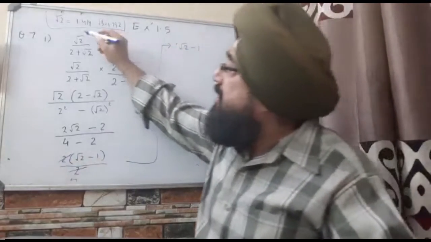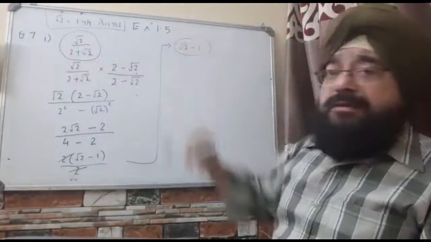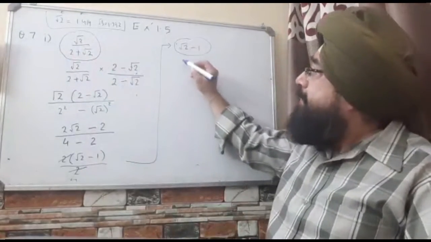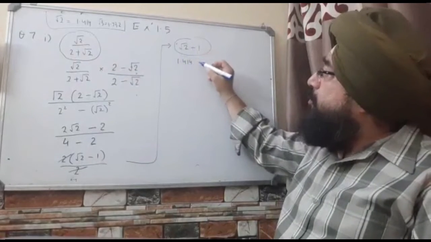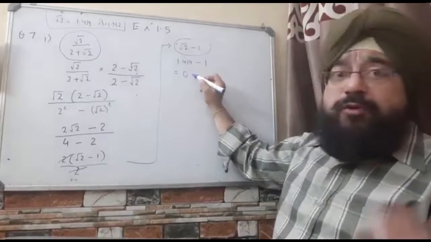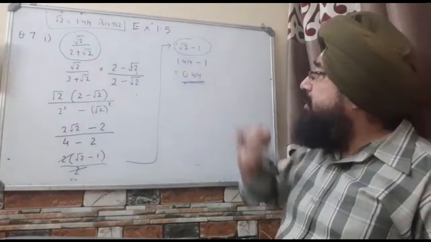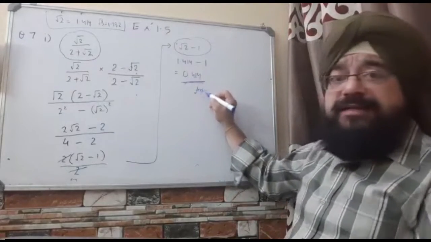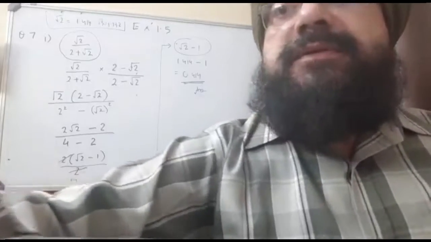And see, such a difficult fraction is now converted into a very simple one, root 2 minus 1, in which the value of the root is also given. Yes, 1.414 is the value of root 2, minus 1. This gives you exactly, with no time, 0.414. Even I can find it out, so you can also find it out. Clear to everyone? Okay.